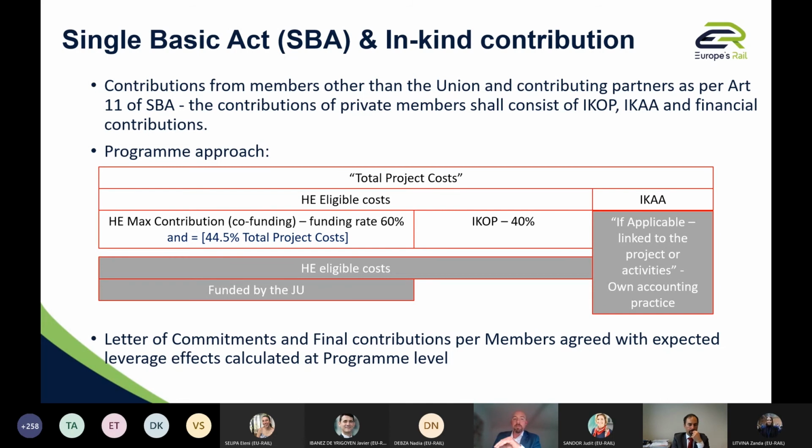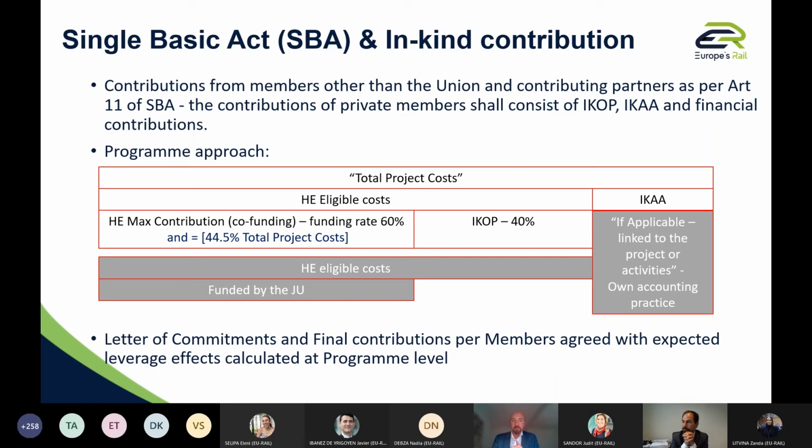To give you an idea, we consider the project as a total project cost for all, including the members. There is a funding rate that the GU will pay, and this is the 60% that we have already mentioned several times since the beginning. So this is the part which is funded by the GU. Then we have the Horizon Europe eligible costs of the project, and all the rest would therefore be considered for the members as ICOP. And this is a part of the contribution they will do to the program according to the Single Basic Act.